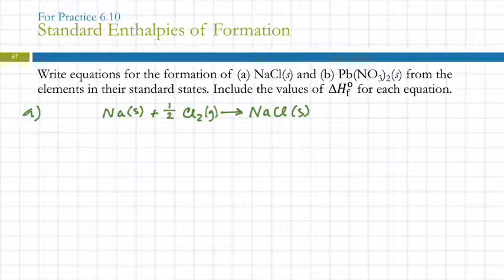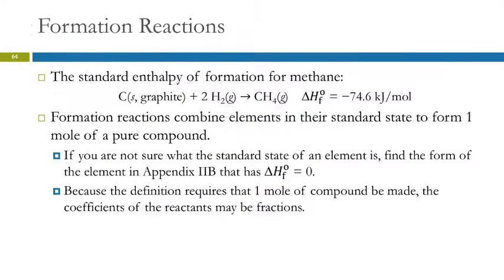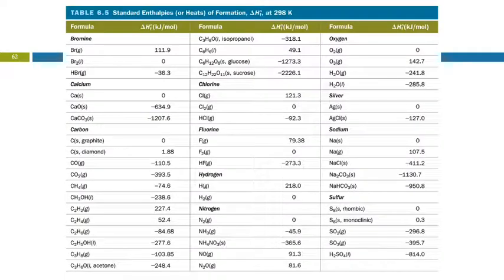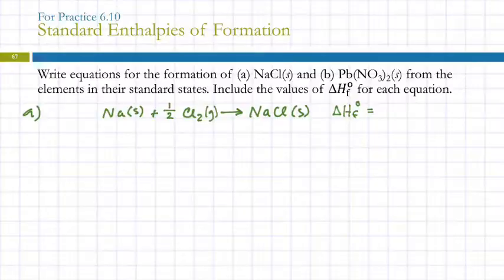So we're also told that we need to give the standard heat of formation, and we do that by looking it up in the table. So there's the table, sodium chloride, minus 411.2 kilojoules per mole.